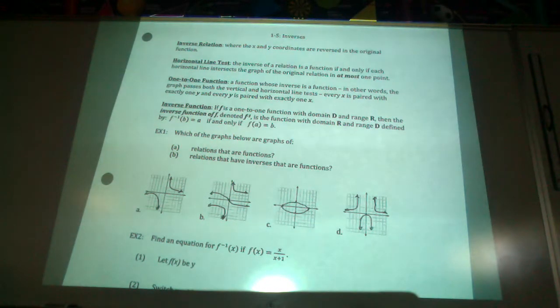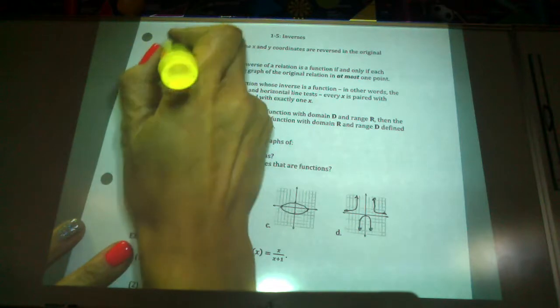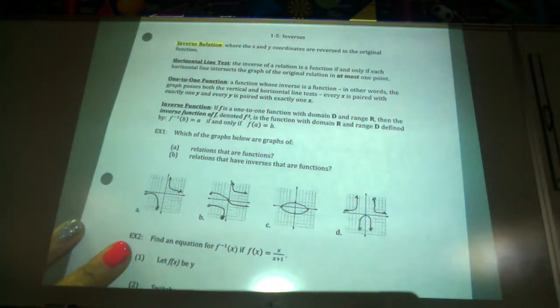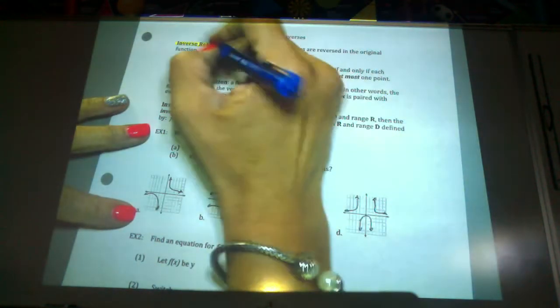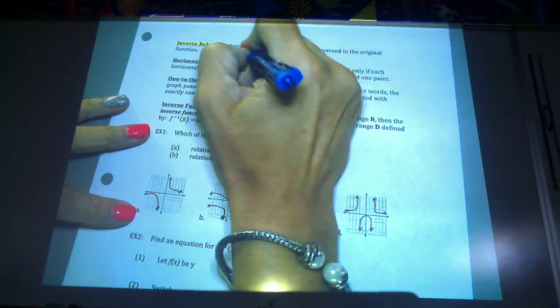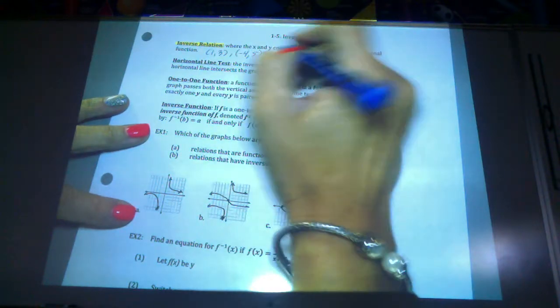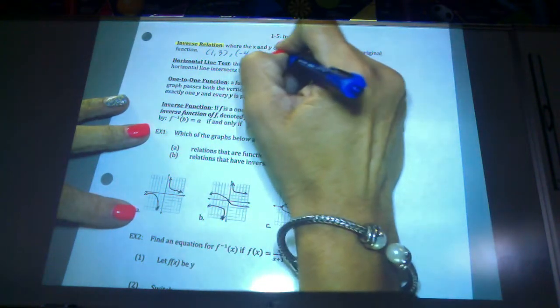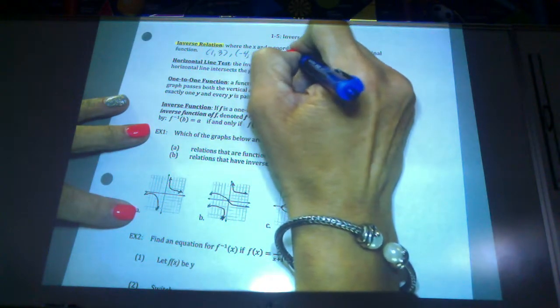So we're going to look at inverse relations today. This brings you all the way back to your first year of algebra. An inverse relation is where the x and the y coordinates are reversed. The original function, bless you. So you might have the ordered pairs, I don't know, 1, 3. Negative 4, 5. 2, negative 6.